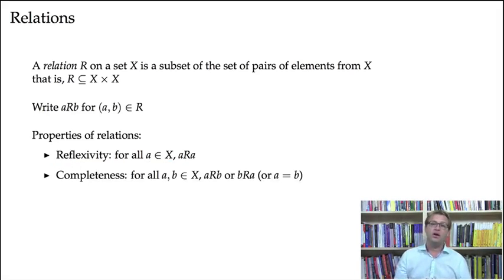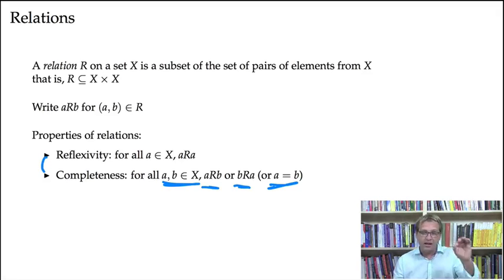Another property is completeness. Completeness says for any two elements of X, A and B, either A is related to B, B is related to A, or A is actually equal to B. So you can think of completeness as being a generalization of reflexivity. Reflexivity says for every element of X, that element has to be related to itself. Completeness generalizes that and says for any two elements of X, there has to be some relationship between those two elements.